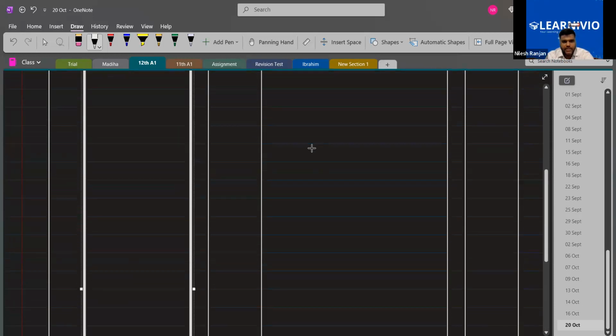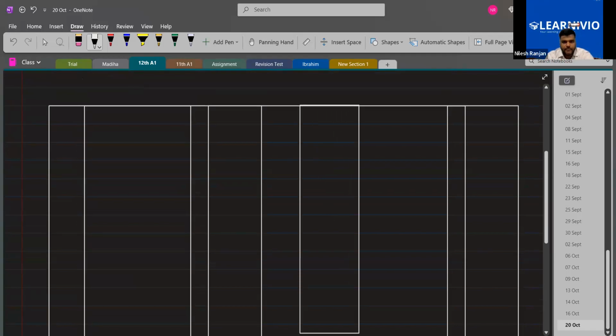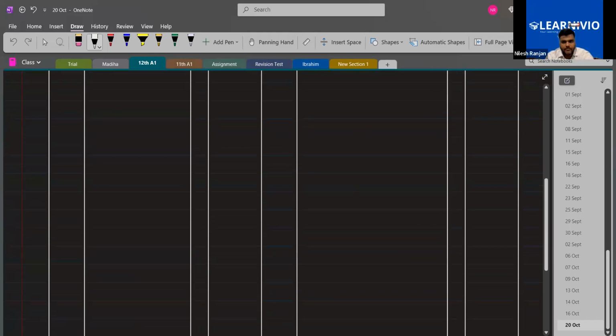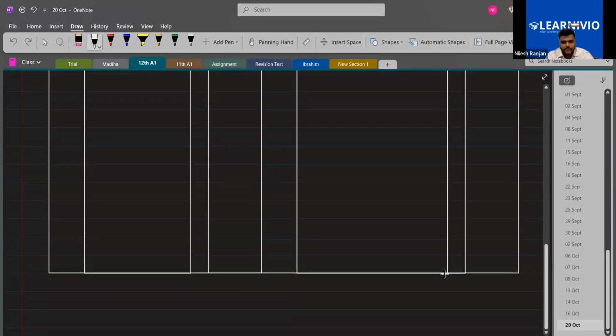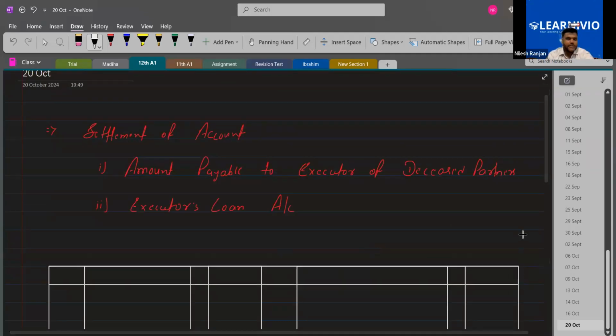Actually, this is ledger account form. Date, particulars, LF, amount, date, particulars, LF, amount. We have to prepare particulars account also here. This is executor loan account. Okay, sir.